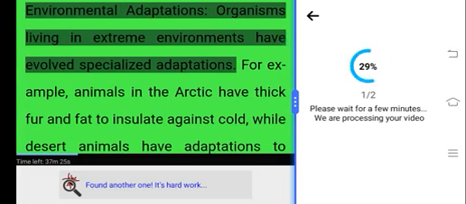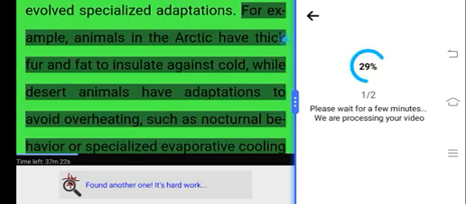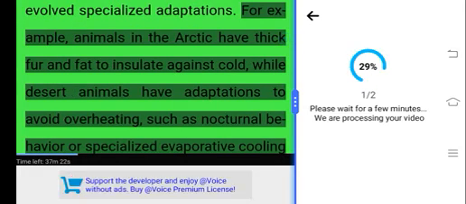Environmental adaptations. Organisms living in extreme environments have evolved specialized adaptations. For example, animals in the Arctic have thick fur and fat to insulate against cold, while desert animals have adaptations to avoid overheating, such as nocturnal behavior or specialized evaporative cooling mechanisms.